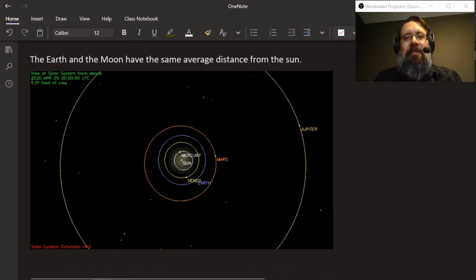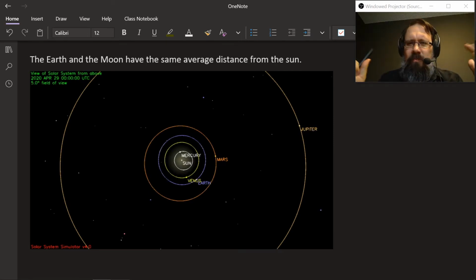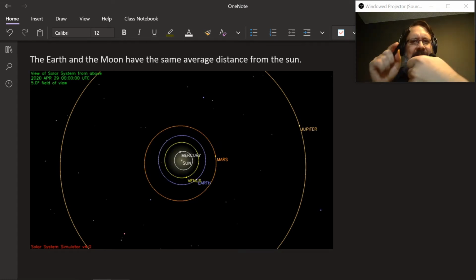Okay, so first let's talk about this, which is interesting. The moon goes around the Earth. We're about the same distance from the sun as the moon is, I mean, the same average distance. If the moon is going around the Earth, then the average distance between the moon and the sun is the same as the average distance between the Earth and the sun. Sometimes the moon is a little bit closer to the sun than the Earth, but other times the moon is further away. So on average, we're the same distance away.